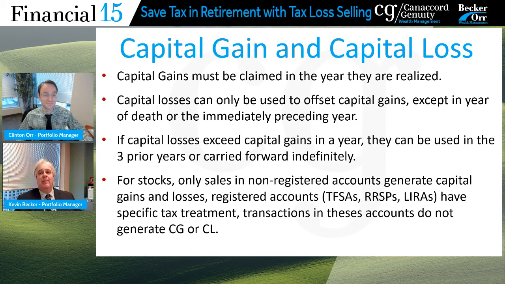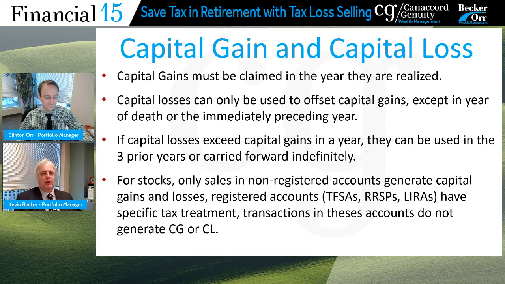Capital losses can be used to offset capital gains, except in the year of death or the immediately preceding year, because then we're adding a whole bunch of stuff into your income. If you have $100 in gains and $100 in losses, they can counteract each other. And unlike capital gains, capital losses do not have to be declared in the year they happen. So if you have a whole bunch of losses this year and you don't want to realize your gains, you can go back 3 years to use them against any gains you would have had, or you can carry them forward indefinitely until you have gains you can counteract.